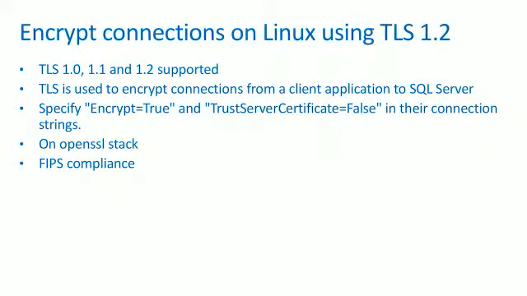So just to highlight some things about encrypting connections on Linux using TLS. Not only is TLS 1.2 supported, but we are also backward compatible, supporting 1.0 and 1.1. TLS is used on the client, so you would have to configure your client application to do this. You would specify Encrypt=true and TrustServerCertificate=false in the connection string. As mentioned in the previous slide, this is built on an OpenSSL stack, and it is FIPS compliant.